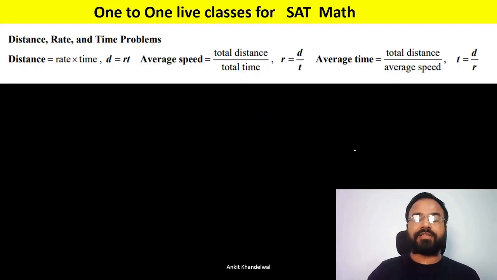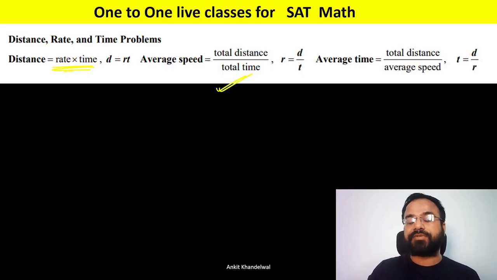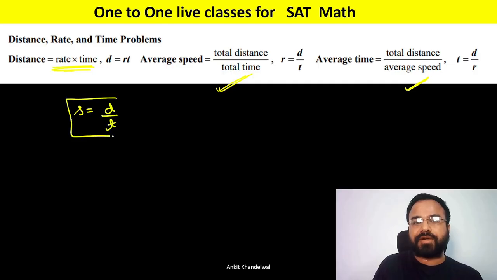So let's have a look at some basic formulas. Distance we have already covered in the previous video, that is rate times time. And average speed of a particle going from one place to another is the total distance divided by the total time. And this is just another format of this: average time will be equal to total distance divided by average speed. So basically one formula you can remember, speed is equal to distance over time, and as required you can manipulate it. T is equal to D over S, or D is equal to S times T.